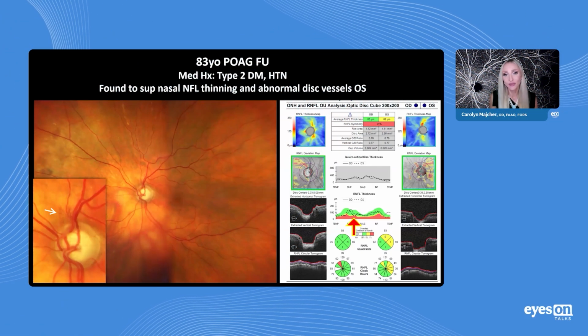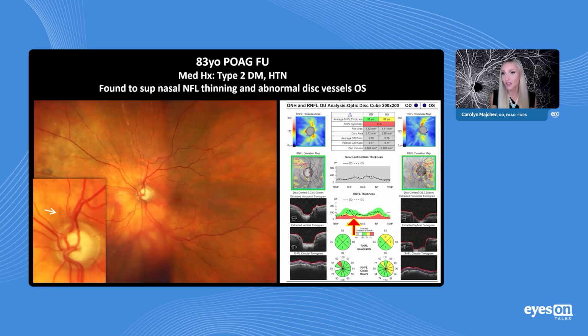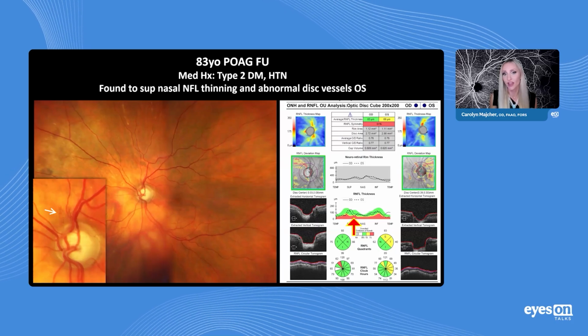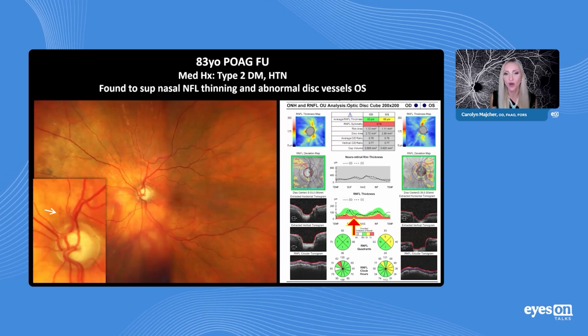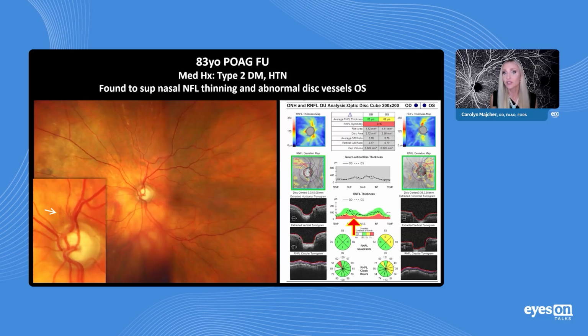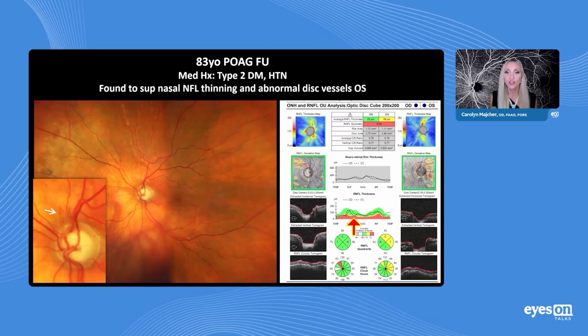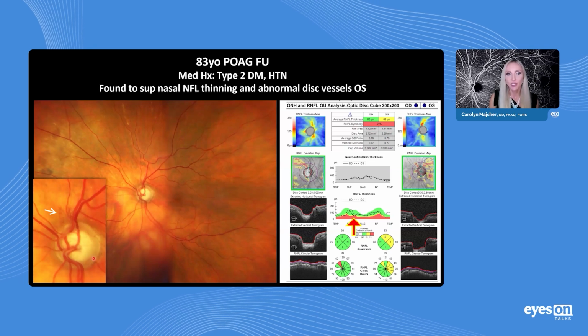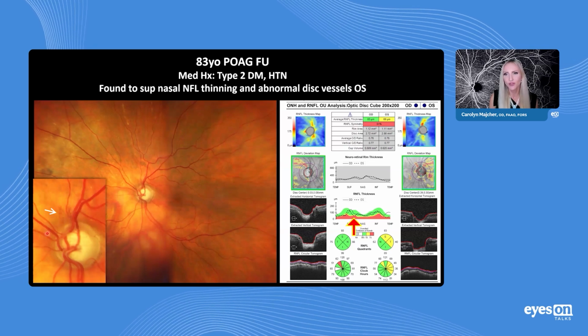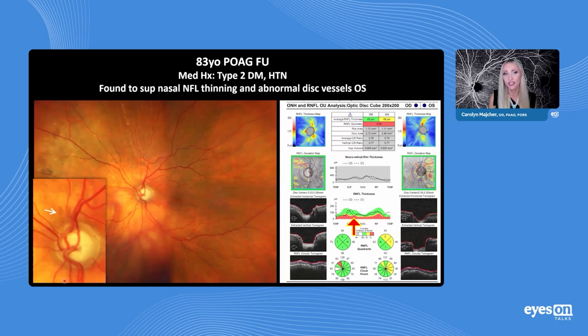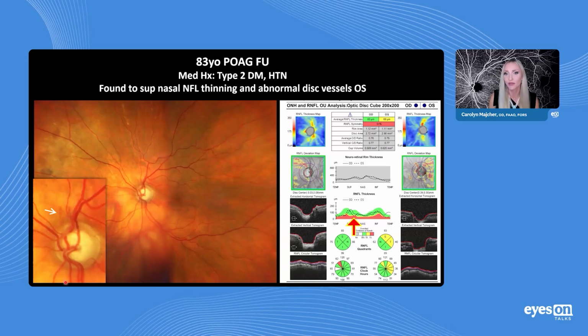in the optic nerve. So this first case is an 83-year-old female, and she was coming into the glaucoma clinic at the school just for a follow-up on primary open-angle glaucoma. Of note, her medical history is remarkable for type 2 diabetes as well as hypertension. And so on the clinical examination, I had picked up that there were some abnormal sort of fine stringy blood vessels in the superior nasal peripapillary region.